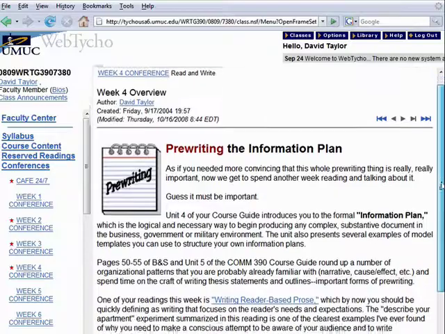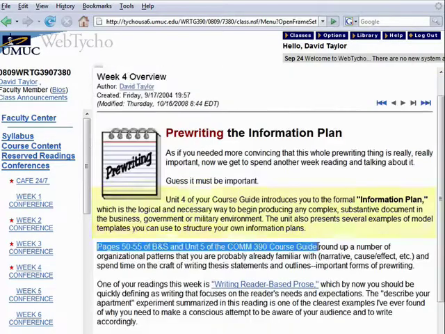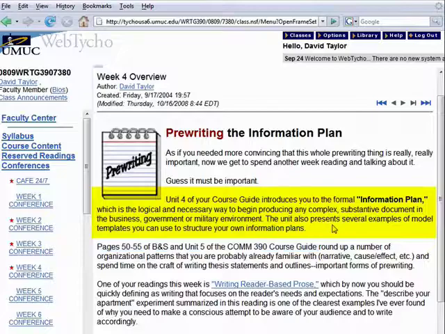Pre-writing the information plan. Please look especially at Unit 4 of your course guide that introduces you to what is called the Formal Information Plan. And you can use the steps of that plan no matter what the project is that you're working on.